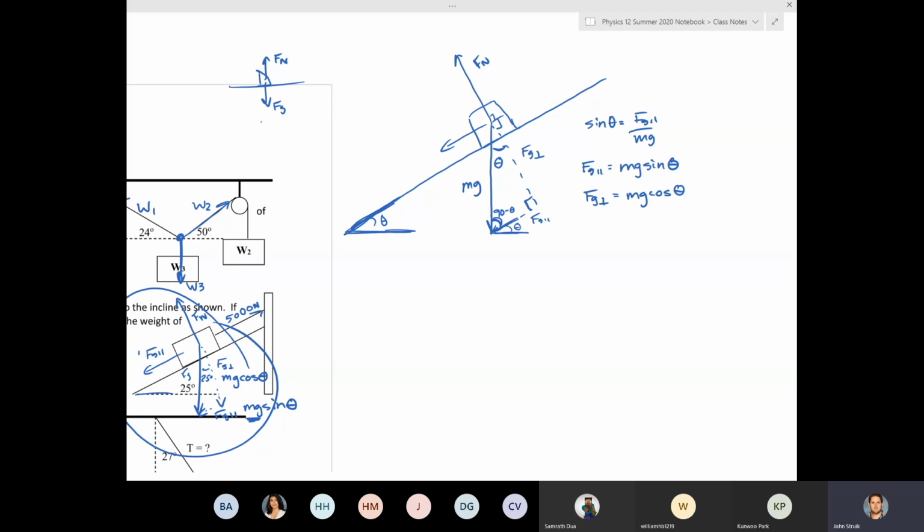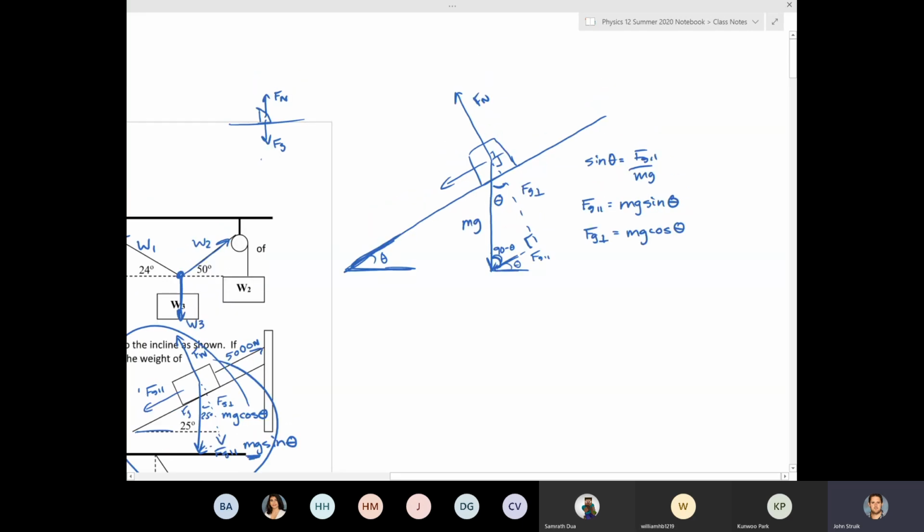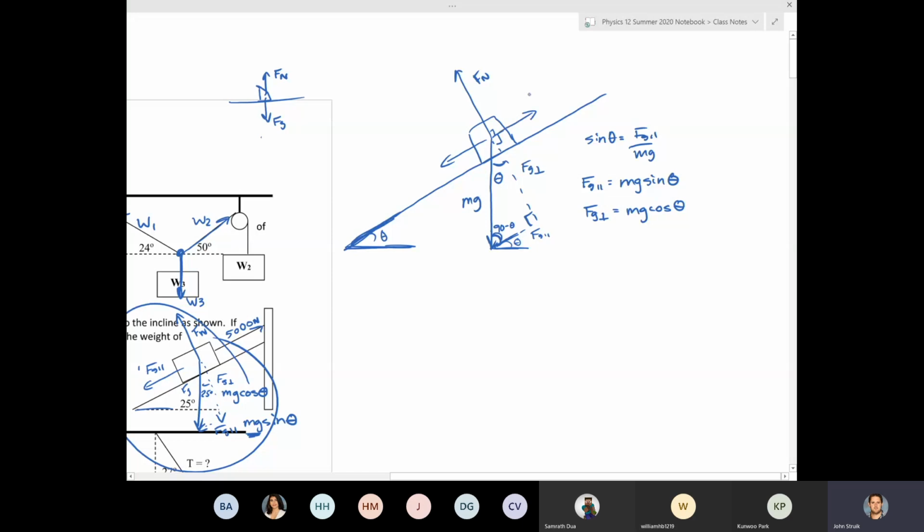But also another thing about inclined planes, if there was friction, it'd be going up the ramp because the block wants to go down the ramp. And remember how friction is mu Fn.